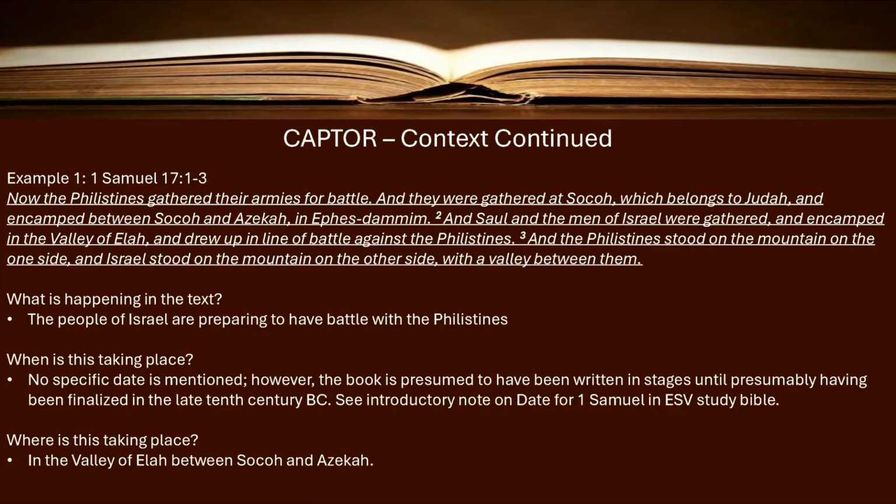Next, let's look at the question where. Where is this taking place? Well, we know from the text that it's in the valley of Elah between Socoh and Azekah. So there's just an example of really simple, right? We don't have to make this any more complicated than what it already is. Let's just keep it short, simple, to the point. Let's just try to answer direct questions to the best of our ability.